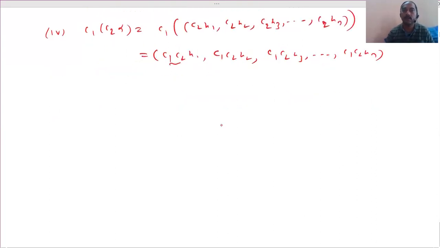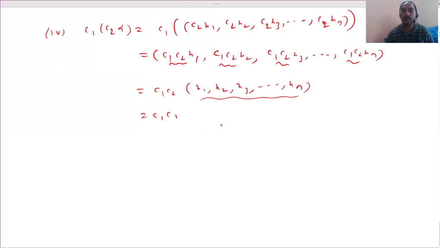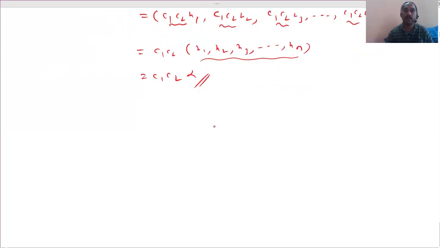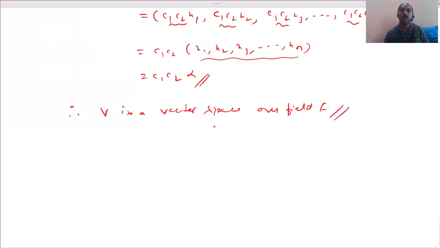Now, C1 C2 is a scalar, like Cx1, Cx2, Cx3. So take C out as common: C1 C2 times of x1, x2, x3, and so on, xn. This is nothing but alpha, so C1 C2 times of alpha. Therefore, all properties are obeyed by the sets V and F. Therefore, V is a vector space over field F. That's all. First problem over.